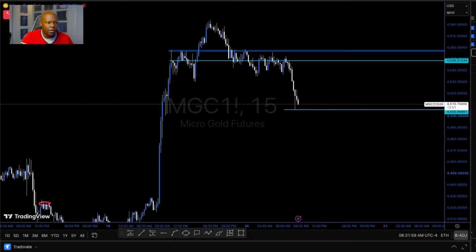ES did the same thing. This candle here, a much bigger stop loss though with this candle, but you come back down into your resistance low, you get this nice resistance low.